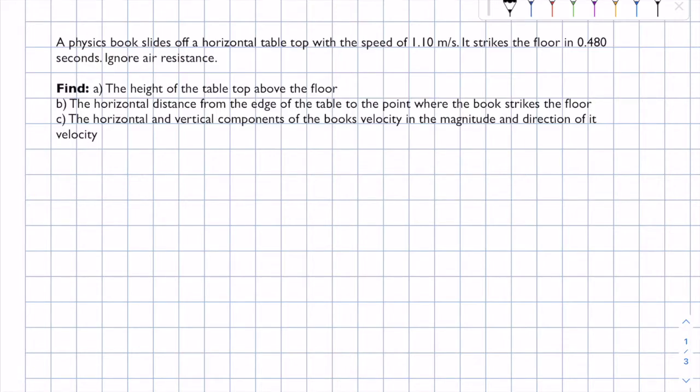A physics book slides off a horizontal tabletop with a speed of 1.1 meters per second. It strikes the floor in 0.48 seconds. Ignore air resistance. Find the height of the tabletop above the floor, the horizontal distance from the edge of the table to the point where the book strikes the floor, the horizontal and vertical components of the book's velocity, and the magnitude and direction of its velocity.